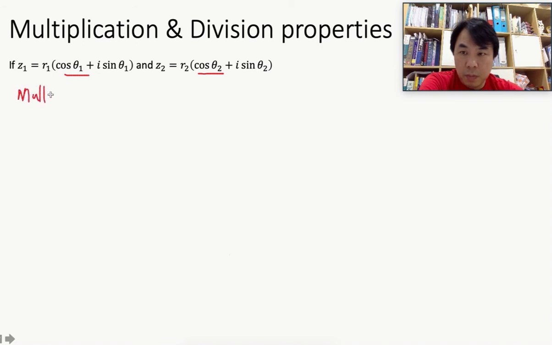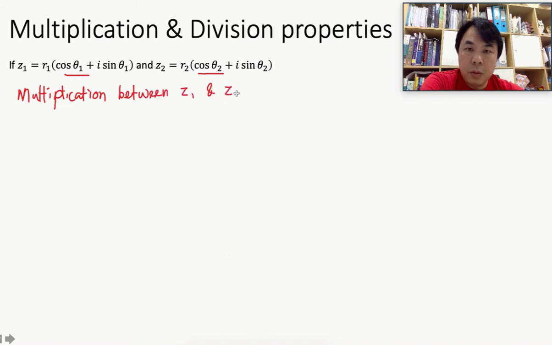So for multiplication, the multiplication between Z1 and Z2, complex numbers 1 and 2, we can write that as this multiplied with this. But you can see that trigonometric multiplication is very lengthy, so it's always best for us to represent this in its Euler form.